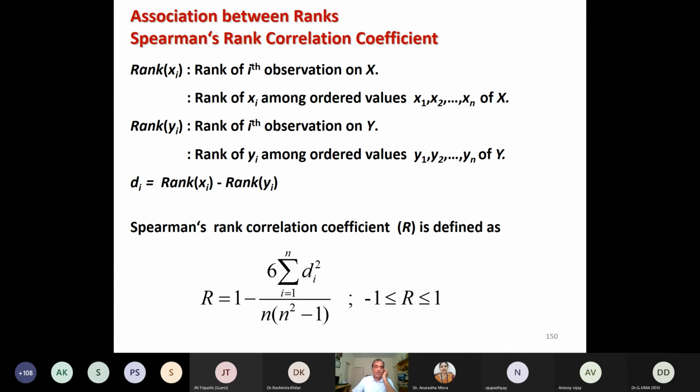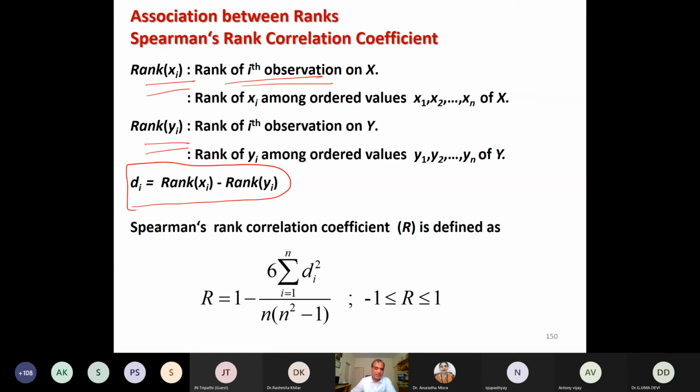Let me show you how it is done, but anyway R is going to work for you. Rank of xi is the rank of the ith observation on x. That means you take all the observations, give them ranks, and then the ith observation has a rank. Similarly, we will have data on yi, the data from judge number 2, and there also for the same student I find the rank. So for every student there will be 2 ranks, one given by judge 1 and another by judge 2. And then we find the difference between the ranks.